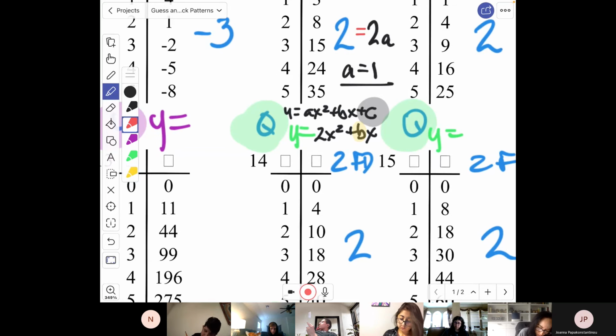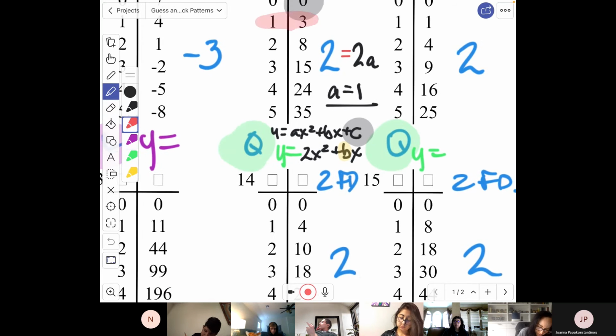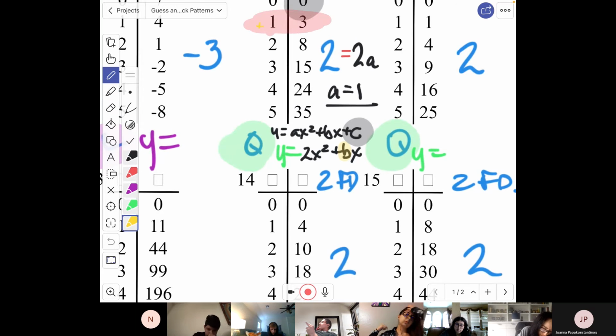I like to work with the smallest possible. Obviously I can't use 0. So here I have an x. When x equals 1, y equals 3. So I'm going to substitute in 3 for y, and 1 for x, and I'm going to find b. So what is b?